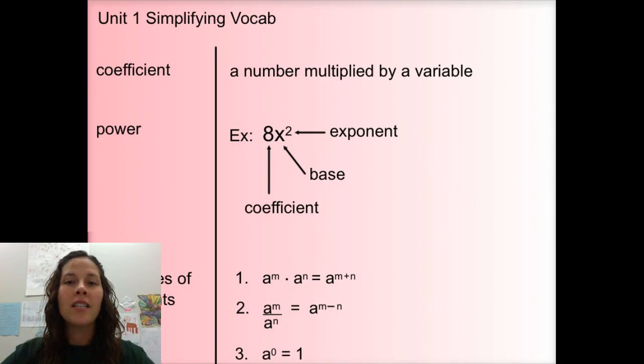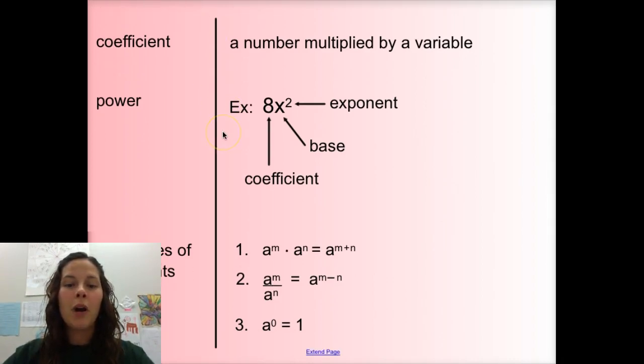Next, we have what is a power, and a power is the entire expression or term that contains an exponent somewhere. So as you can see in our example, we have a power with a coefficient of 8. Notice how 8 is being multiplied by the variable. The base of the power is x, and the exponent is 2. The properties of exponents that we're going to focus on in this lesson are listed on the page here.